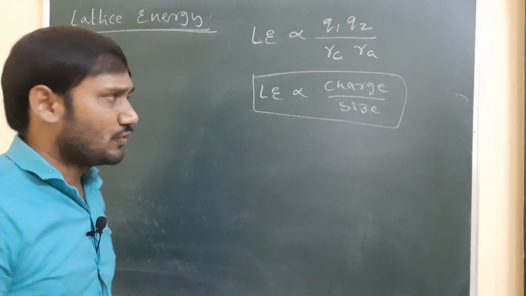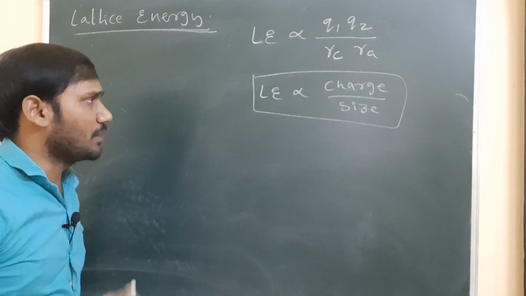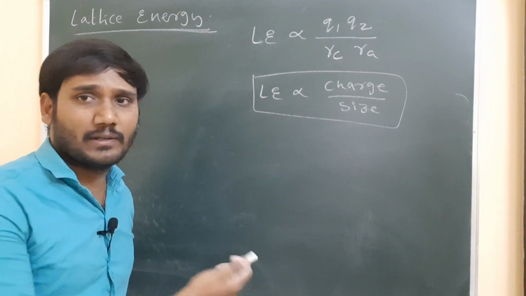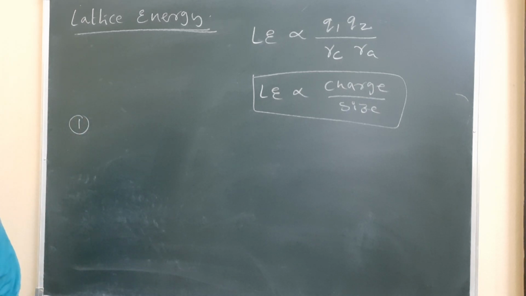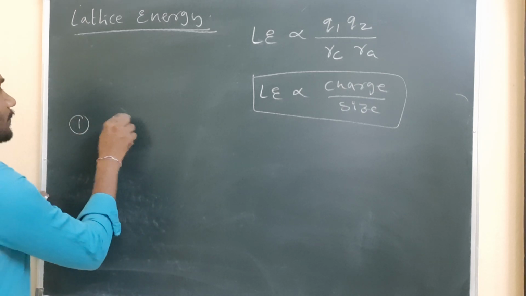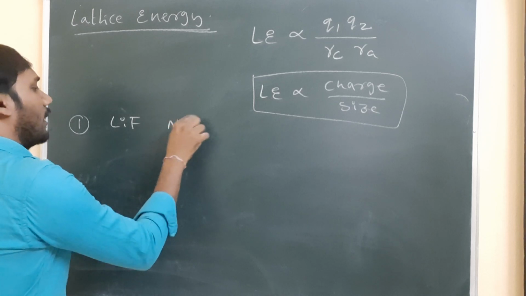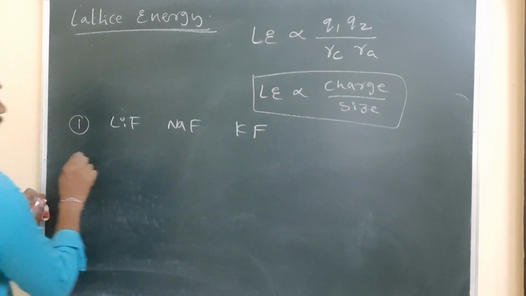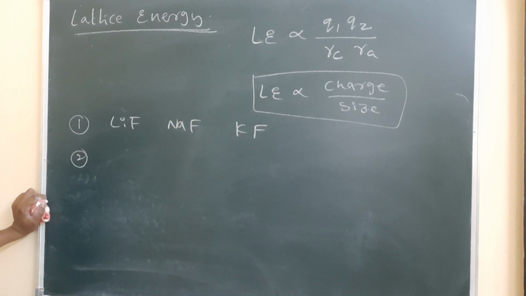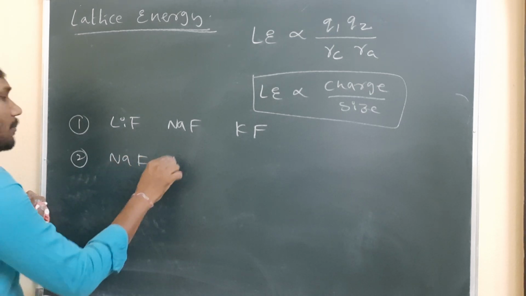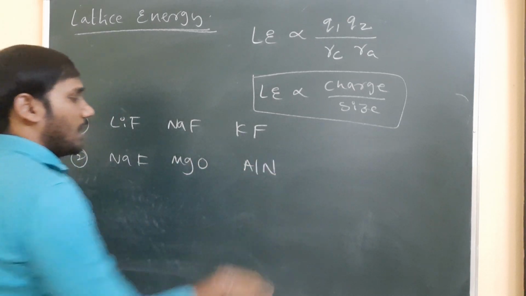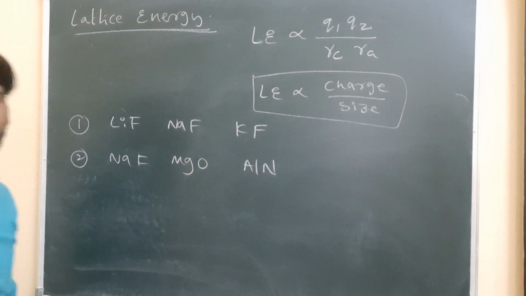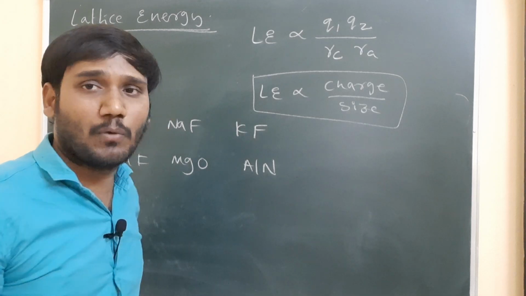Now which of the following compounds has more lattice energy, and which has less? Let us see. For example, lithium fluoride, sodium fluoride and potassium fluoride. This is one example, and the second one is sodium fluoride, magnesium oxide and aluminum nitride. Which of these has more lattice energy?